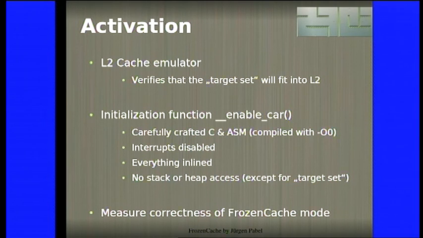Just because you have a cache that's 2 megabytes doesn't mean that you could really effectively put 2 megabytes of data in it, because of associativity and other issues that might reduce the effective size. So there's an emulator that verifies that, you know, you want to add some data to it and it checks, okay, will this work or will this not work? And of course, the level 2 cache emulator itself is also part of the data that needs to be put into the cache itself. So all this is implemented in the enable car function, which caches RAM is what that is supposed to mean.